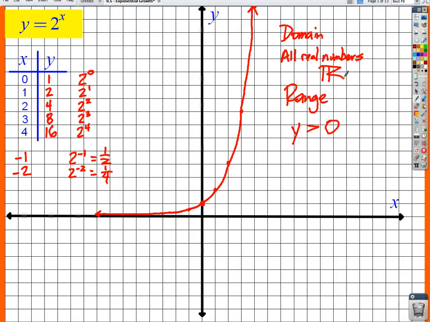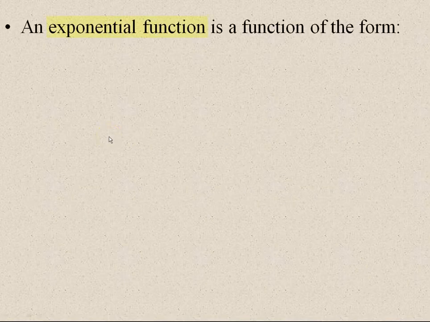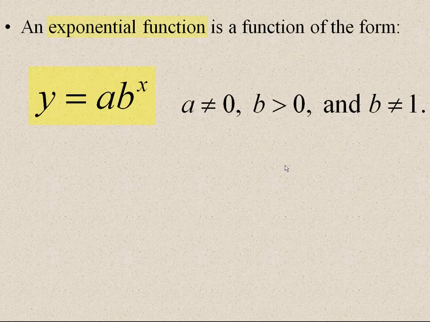Okay. Well, let's take a look at a definition here. An exponential function is a function in the form y equals a times b raised to the power of x, where a cannot be 0, because if this is 0, then the whole thing turns 0. b has to be greater than 0; we're not looking for this to be a negative number. And b cannot be 1, because if this is 1, then this whole thing is going to be 1, and then it's just y equals a. So we'll try to avoid that.